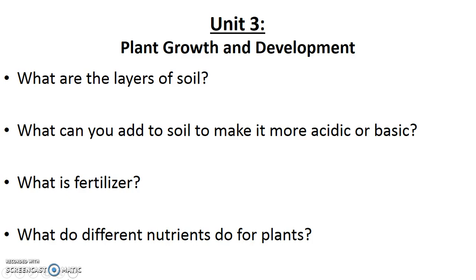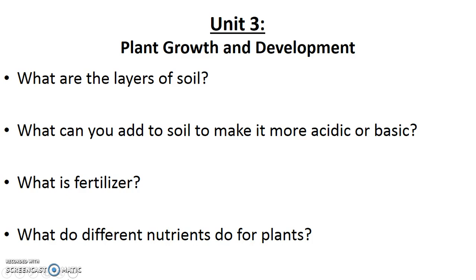Today we're going to move on from talking about what soil is and what makes it up to the things in it and what they do for plants. Not the components of it, but the actual nutrients or the things that make it more acidic or more basic. We're going to start by talking about the layers of soil in nature, how soil is distributed in a forest or underneath your house.